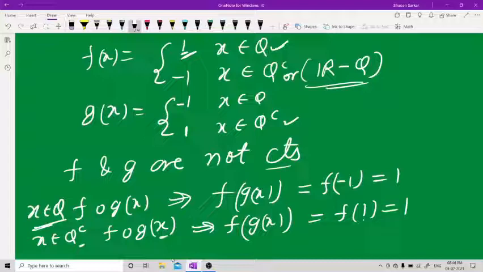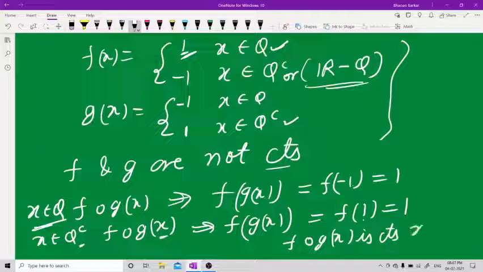So you see, whether I come from the rational part or the irrational part, f o g of x is continuous for all x belonging to the reals. So it is continuous, but individually they are not continuous. This was the point I wanted to emphasize.